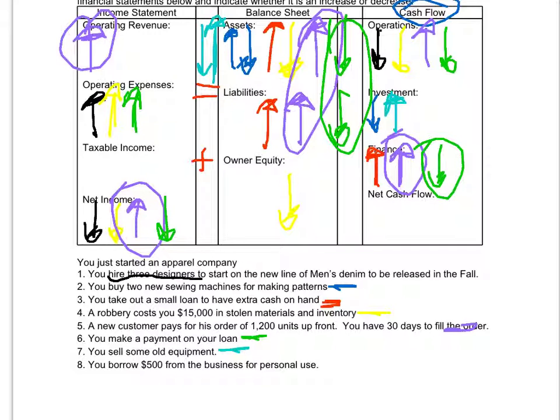And then finally we've got this one that's a little bit complicated. It says borrow, and that's the part that should throw you just a little bit. So we'll go ahead and do that one in black.